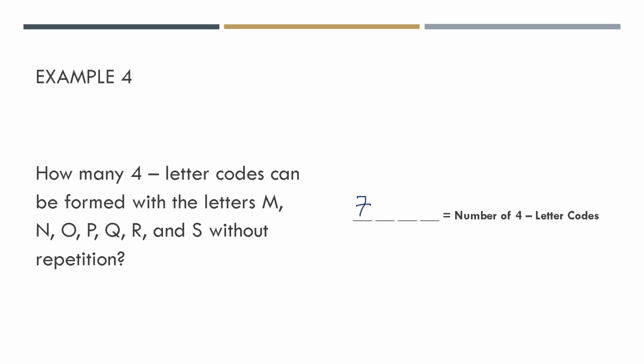And then here is six, because you cannot repeat what you have chosen. So if repetition is not allowed, you deduct one. And then here you cannot repeat, so that would be five. Deduct one from the choices, and this would be 4. So you multiply the four numbers: 7 times 6 times 5 times 4. So the answer would be 840 codes that could be created.